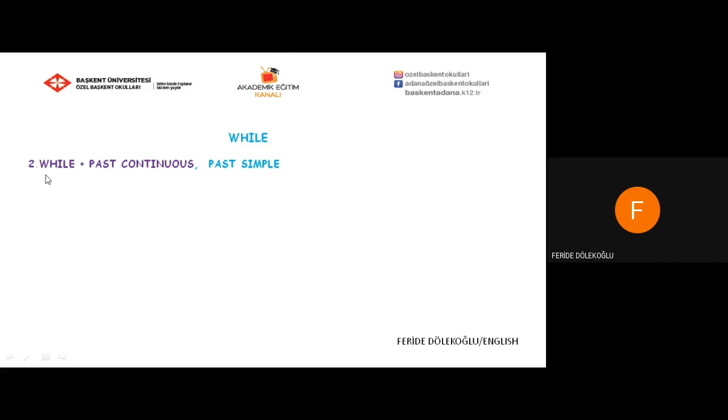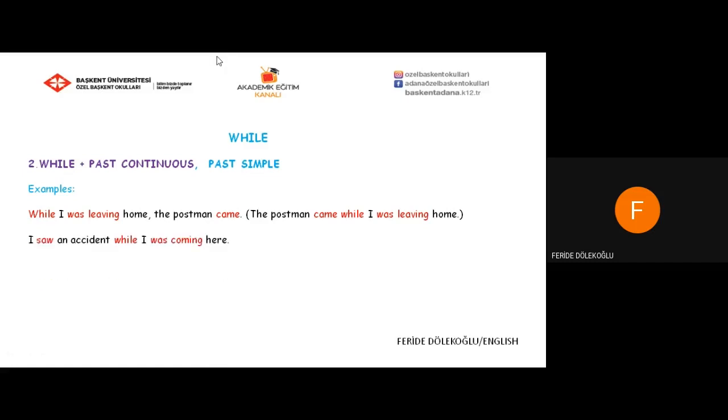While plus past continuous, past simple. As you see, after while, we use past continuous again. Let's look. While I was leaving home, the postman came. I saw an accident while I was coming here. So it can be in reversed order, but the rule doesn't change. After while, we generally use past continuous. While she was walking home from work, she lost her wallet.